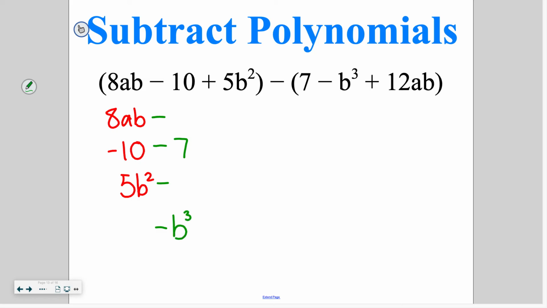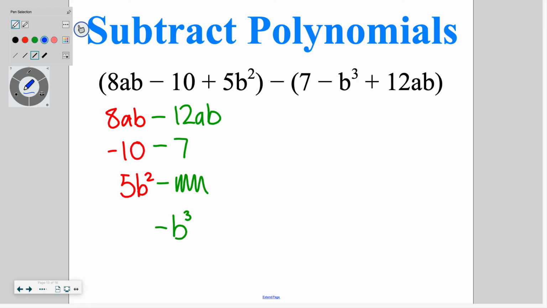I have plus 12ab, but remember that's a positive 12ab, so now I'm subtracting that off. And then there is nothing that matches up in that second trinomial with that part of the first one. So I'm going to go ahead and do my subtracting now.